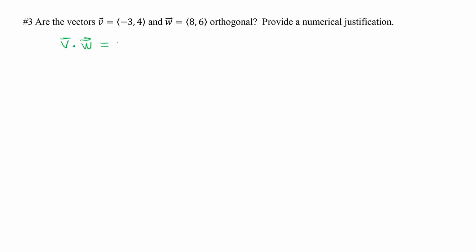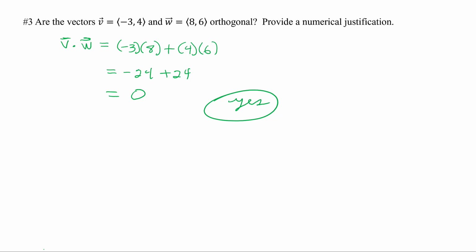So we'd take the first component of v, negative 3, times the first component of w, which is 8, plus the second component of v times the second component of w. We get negative 24 plus 24, which gives us 0. That's all we have to do to show that two vectors are orthogonal, show that their dot product is 0. And if you want to verify why that works for yourself, go back and look at how we found the angle between two vectors a minute ago, and you'll see that that follows. And so we would, I guess, answer this yes, as long as we've shown all our work here. Okay, moving on.